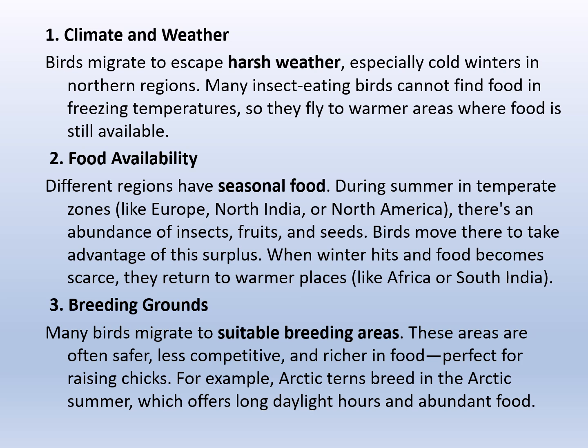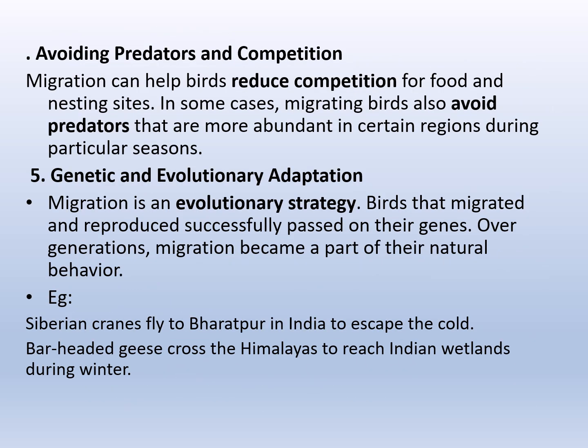They migrate for breeding grounds. Many birds migrate to suitable breeding areas. These areas are often safer, less competitive and richer in food, perfect for raising chicks. For example, the Arctic terns breed in the Arctic summer, which offers long daylight hours and abundant food. They also migrate to avoid predators and competition. Migration can help birds reduce competition for food and nesting sites. In some cases, migrating birds also avoid predators that are most abundant in certain regions during the particular seasons.